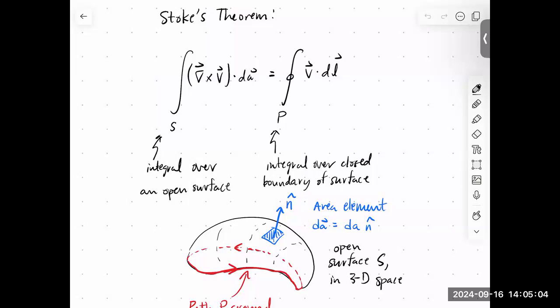So if I'm going to do this path integral in the direction that's indicated here, I could curl my fingers along that direction, and then that tells me the normal vector for my patch is going to be up. If I reverse the direction of the line integral, then I have to also reverse the direction of my dA.